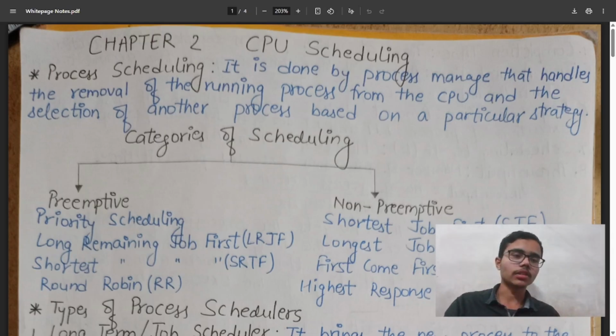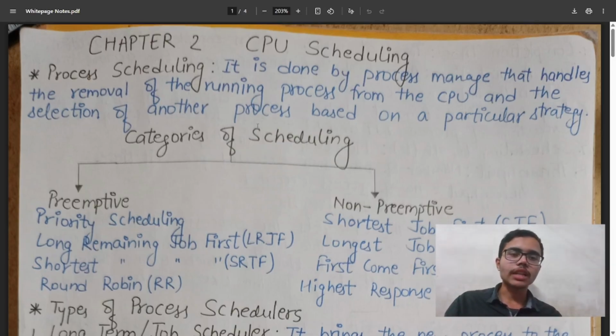So this is my short notes which I have created. It is of 4 pages, in which I will write all the important things which come from this chapter, CPU scheduling. So let us revise with me.